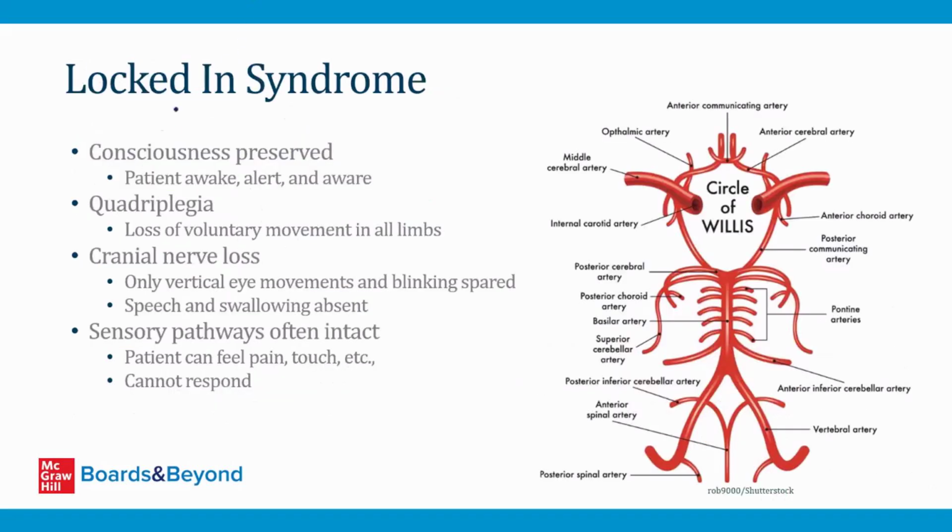So here's a summary of how the locked-in syndrome is going to present. Consciousness is spared, so the patient will be awake and alert and aware. There will be quadriplegia, loss of voluntary movement in all limbs. There will be some cranial nerve loss. Only vertical eye movements and blinking are spared. Speech and swallowing are absent. The patient can't swallow, can't chew, can't speak. Sensory pathways are often intact. They're usually not damaged, so the patient can still feel pain, touch, and things like that. They just cannot respond to this in any way other than moving their eyes and blinking.